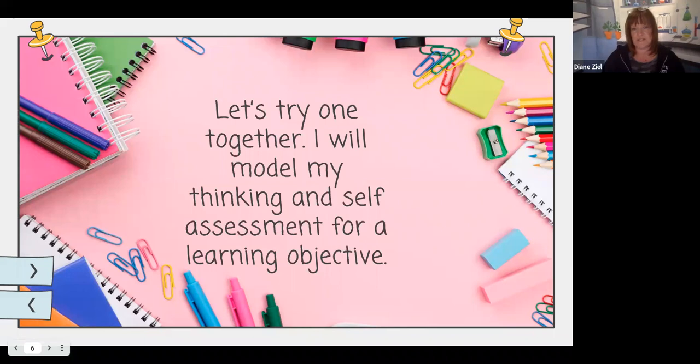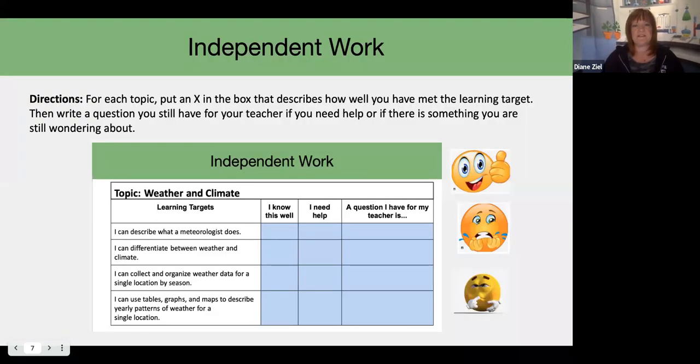So let's try one together. I will model my thinking and self-assessment for a few learning objectives from this unit of study to remind you of how self-assessment goes. So you may see this slide in your self-assessment work today. The topic was weather and climate, and here's a few of the learning targets. You're instructed to put an X in the box that describes how well you've met the learning target.